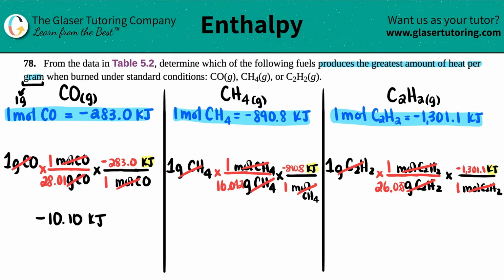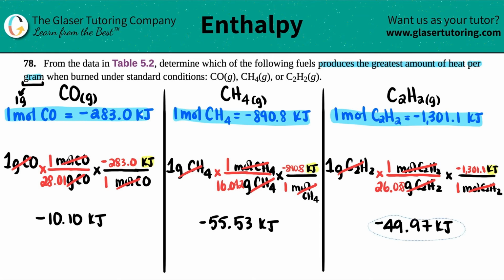Okay, so let's do it for CH4. 890.8 divided by 16.042. I get now a negative 55.53 kilojoules. Okay, and then 1301.1 divided by 26.038. I get roughly 50, and this is a negative value, 49.97 kilojoules.